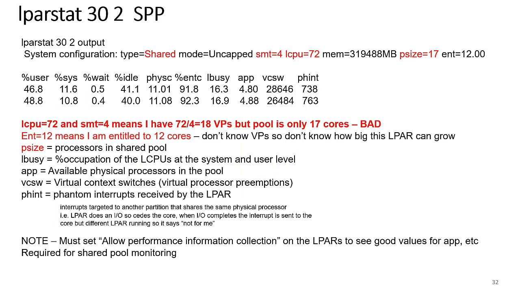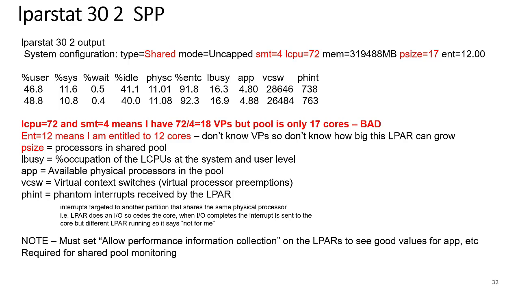Now with this lpstat example, I'm just trying to illustrate the bad example that I was talking about. This is a shared processor pool. It's SMT4, logical CPU 72. If I divide 72 by 4, I get 18 virtual processors, but my pool is only 17 cores. I'm entitled to 12. I can grow to 18, but I only have 17 to be dispatched across. And the other thing to look at is this APP column. The APP column is actually how many available physical processors are left in the pool right now.